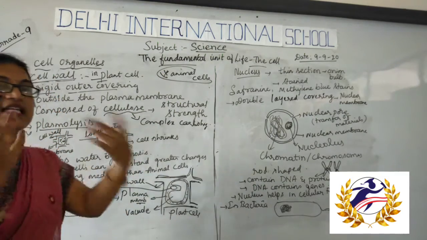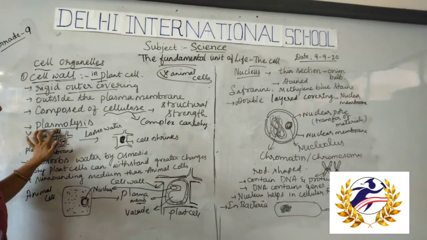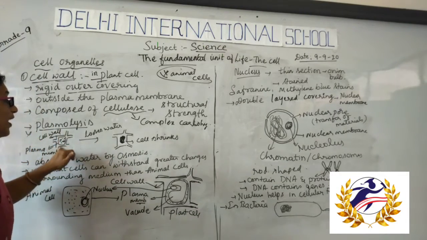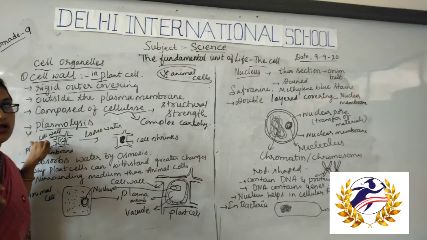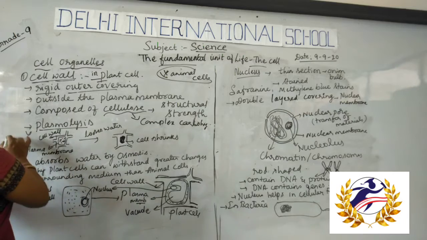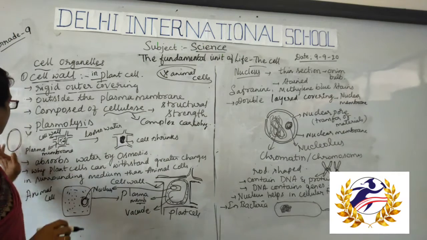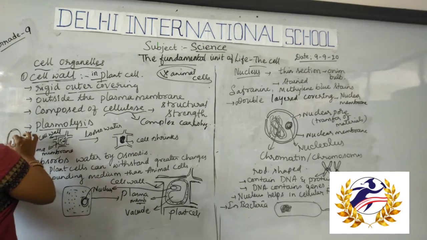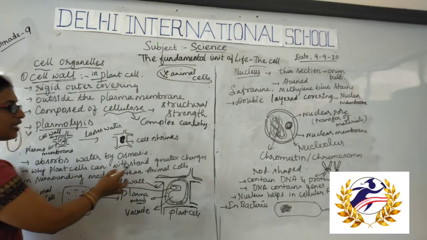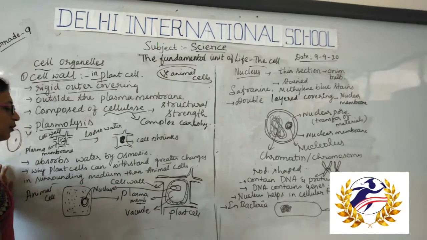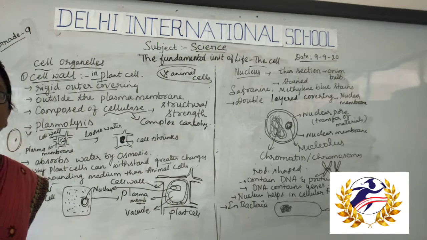It may lose its shape and its function. That process is called plasmolysis. That may not happen in the plant cell, but it may happen in the animal cell. Why can plant cells withstand greater changes in the surrounding medium than animal cells? Because of the cell wall.